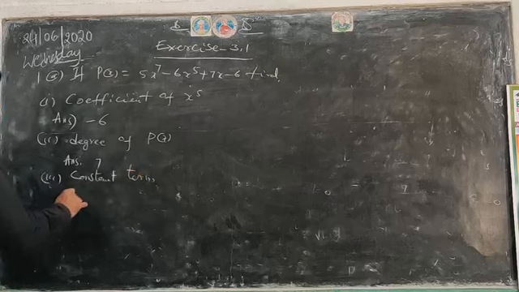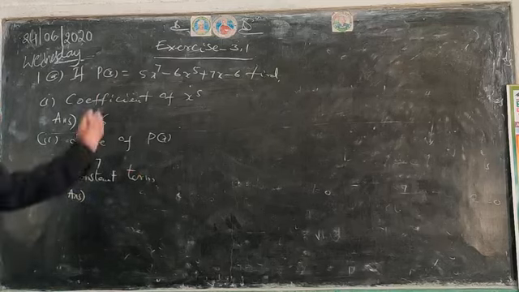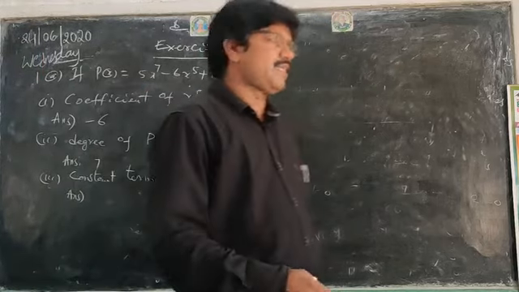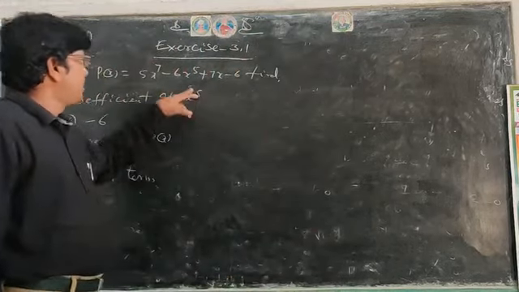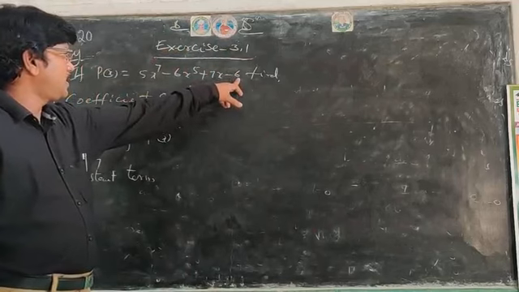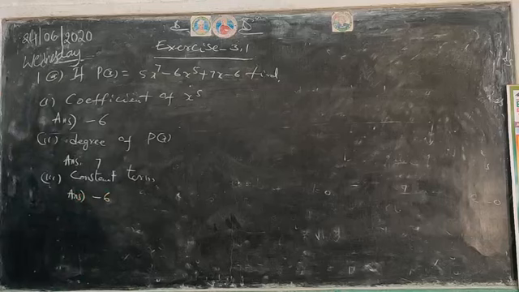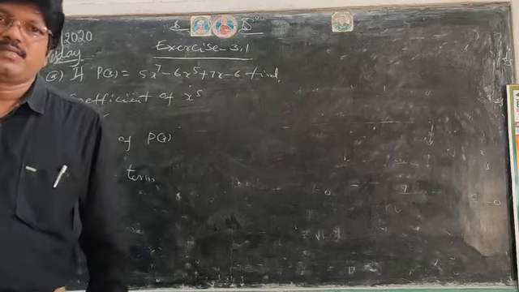Constant term. What is a constant term? The term which does not have x beside it is the constant term. Here, minus 6 is the constant term. Minus 6 is the constant term. Okay, children? Have you understood?